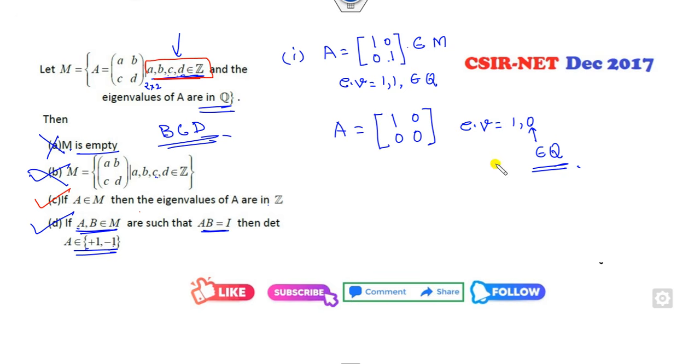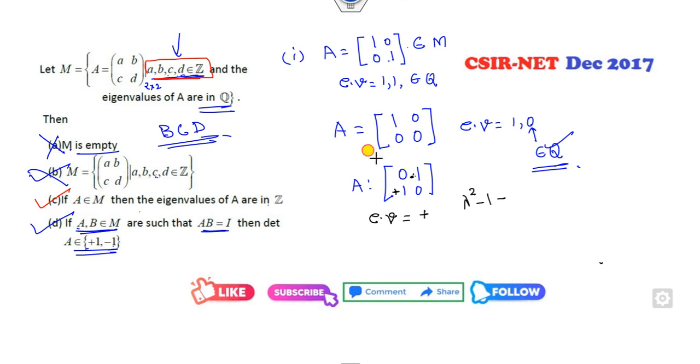No, this is fine. But if I choose this example, where all these entries are my, what are the eigenvalues? Eigenvalues are plus minus 1. So if I choose this number, then the eigenvalues are lambda square. Okay, fine. If I take 0 and 1, then no, just wait.